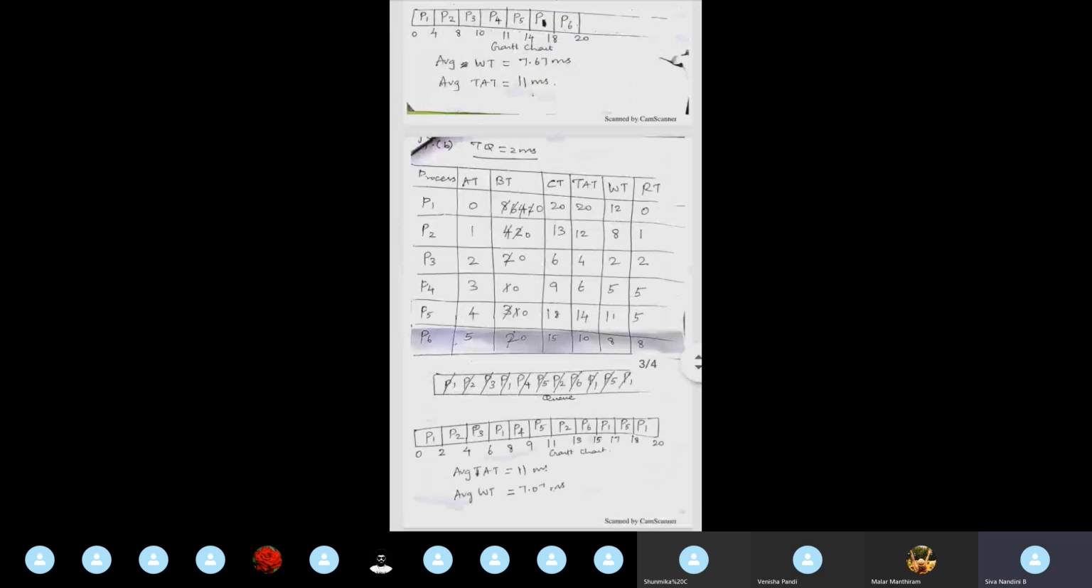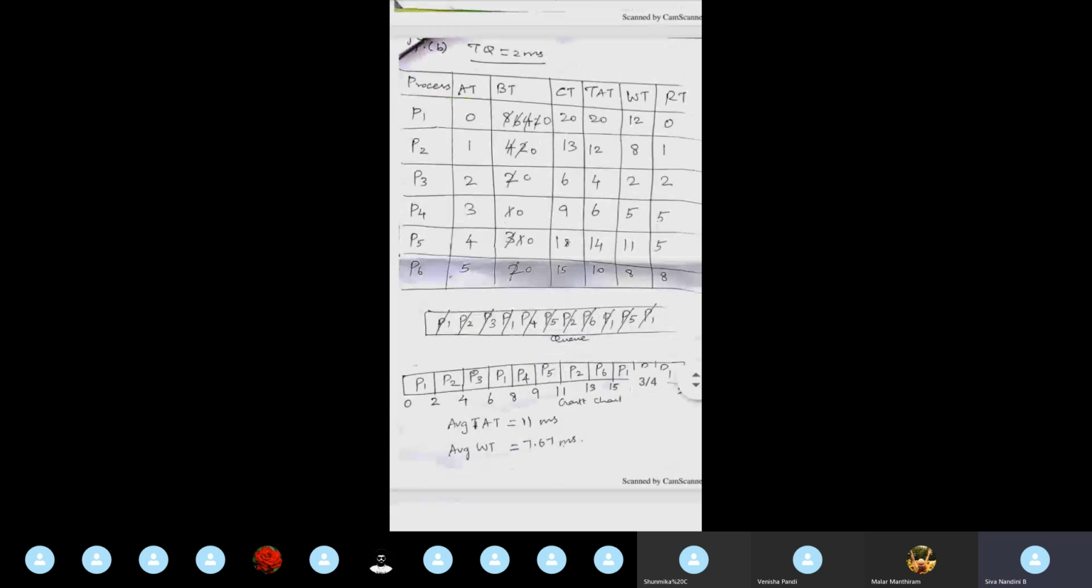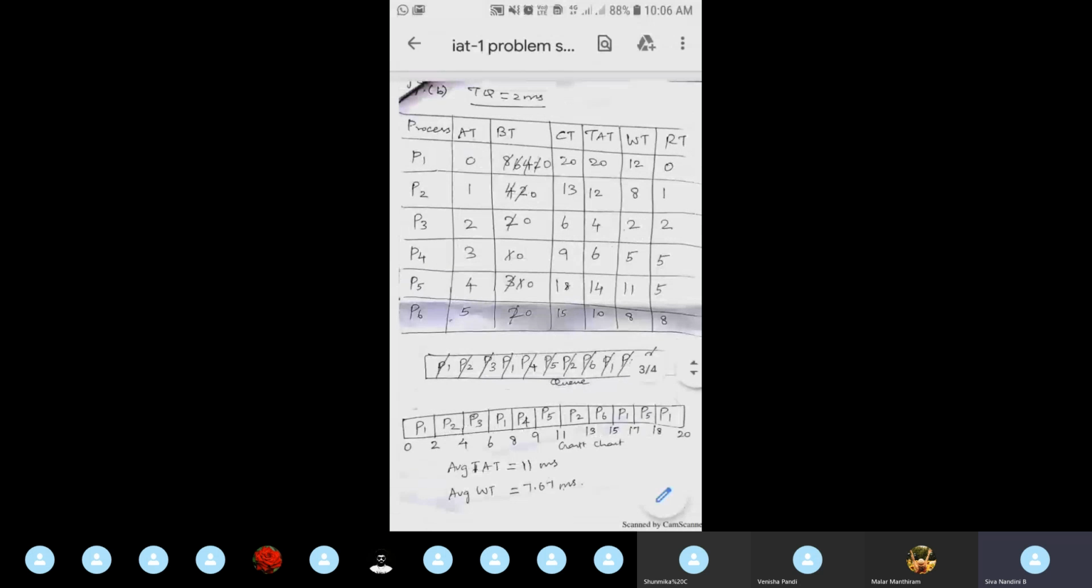Okay, now I shall continue. This time the quantum is equal to 2 millisecond. Here, in the system, the first process P1 arrives at time 0 millisecond. So from 0 to 2, with the time quantum of 2 millisecond, I am executing the process P1. The first process in the queue is also P1 because it is the one which arrived at the 0th millisecond itself.